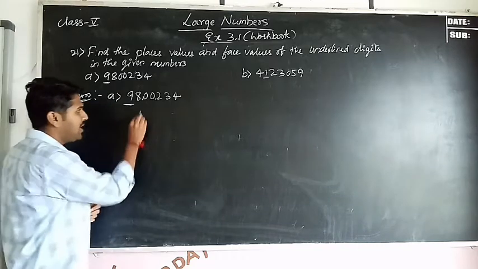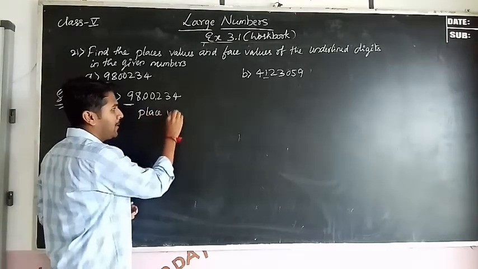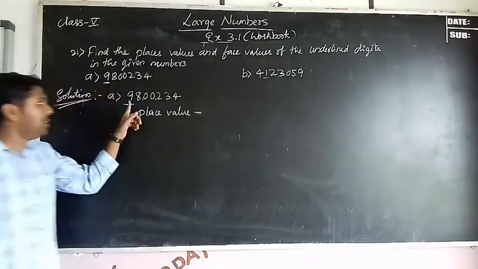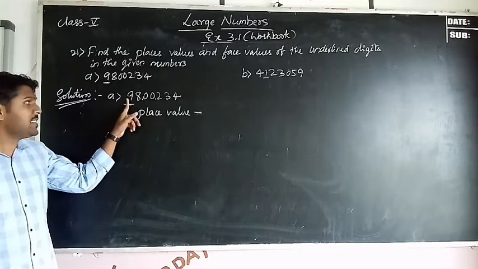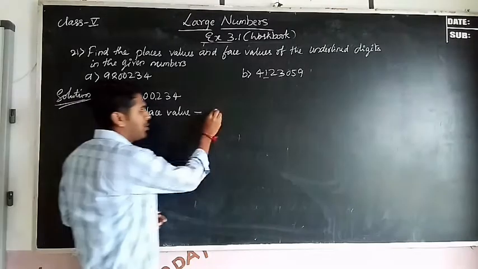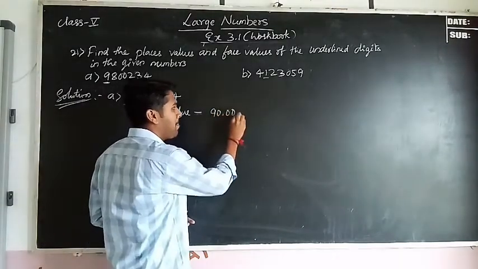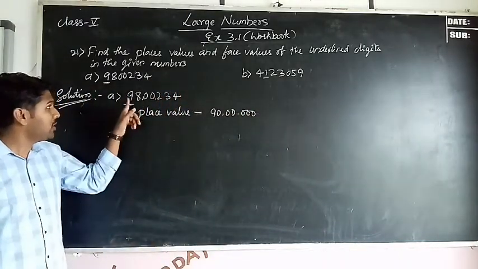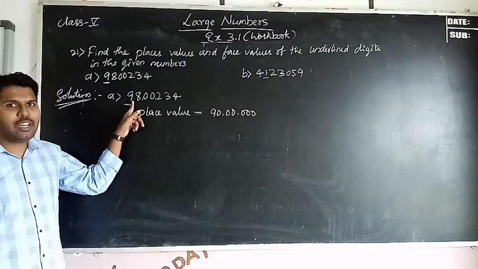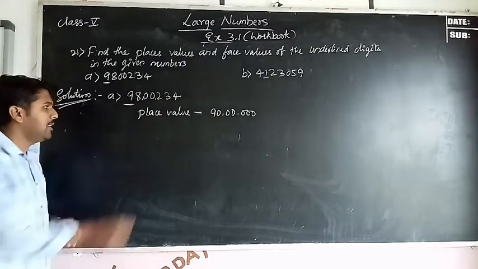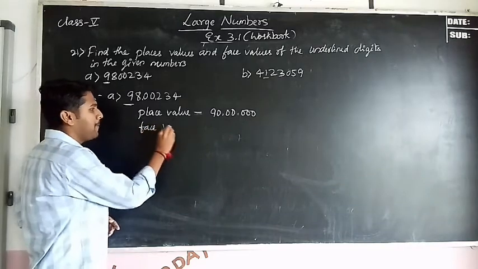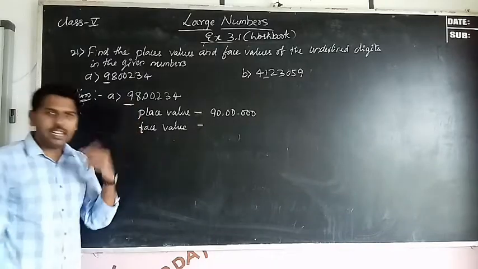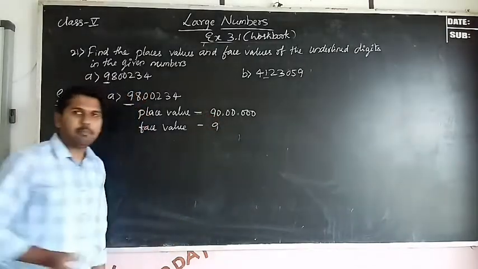So first write down the place value. So what is the place value? So here 9 is in the 10 lakh position, that is 90 lakh. So this is the place value. Why? Because 9 is in the 10 lakh place. No? 9 into 10 lakh, that is 90 lakh. So next, face value. So face value of 9 is 9 only. As simple as this. Okay.